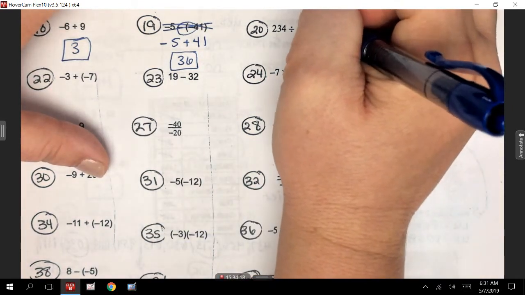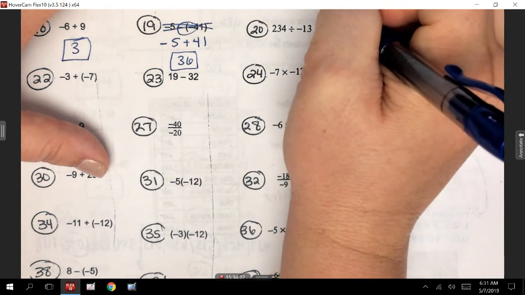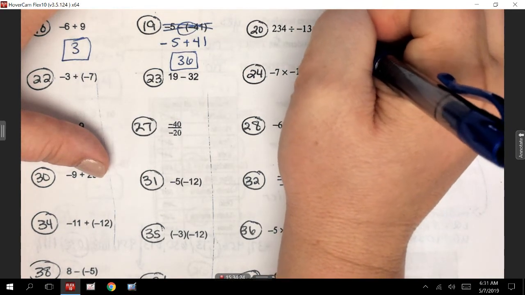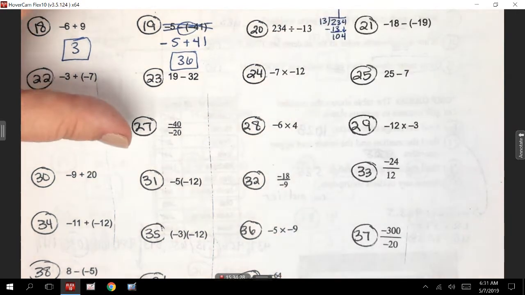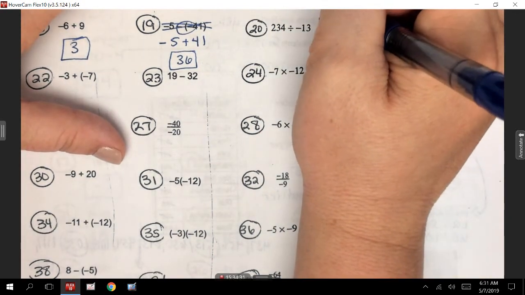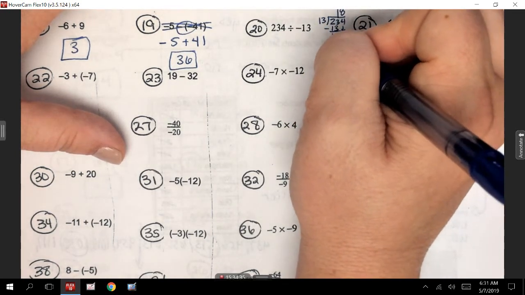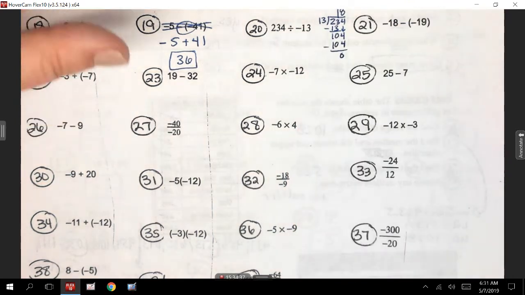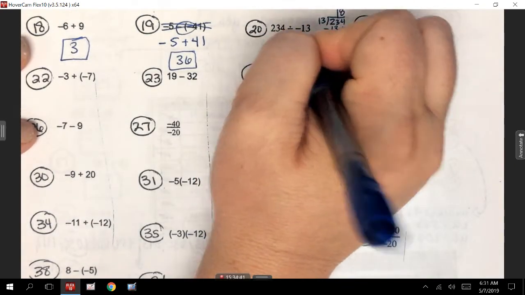So again, guys, if we needed to see that, like we're doing 234 divided by 13. 13 goes into 23 once, which gives me 13. I subtract, I get 10, bring down the 4. 13 goes into 104. That's going to be 8 times, because that gives me 24. Carry the 2. 8 plus 2, 10. So we get 18 there, and it's negative because they're different signs.